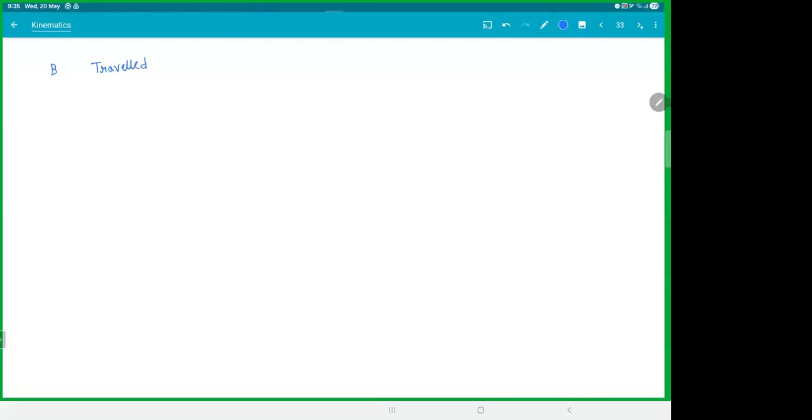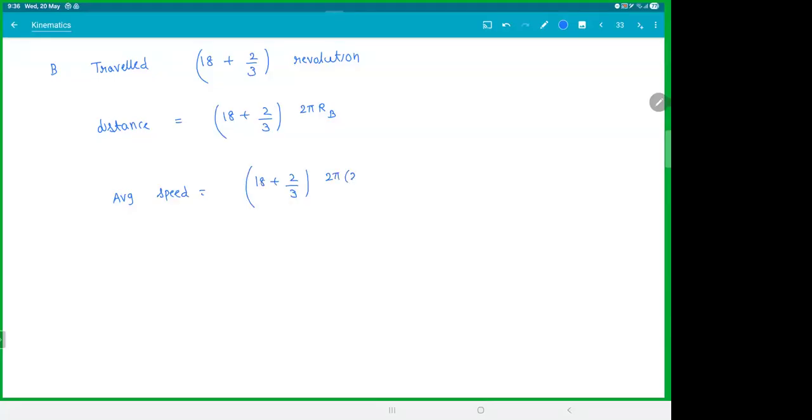B traveled 18 revolutions, 18 plus 2/3 of a revolution. That thing just kept on going. Every 1 hour you completed a revolution. So the distance traveled will be 18 plus 2 by 3 into 2 pi r, which is 2 meters. So average speed is 18 plus 2 by 3, 2 pi 2, and the time is 18 hours.